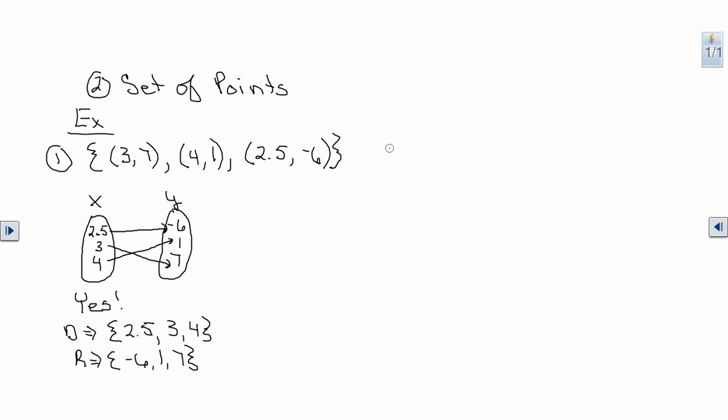Okay, let's do another one. Let's do 3 goes to 4. 4 goes to 5. 3 goes to 2. Okay, so let's check. 3 goes to 4. Okay. 4 goes to 5. Okay, they each have 1. 3 also goes to 2. Well, over here it said it goes to 4. Over here it says it goes to 2. So that means no, this is not a function.